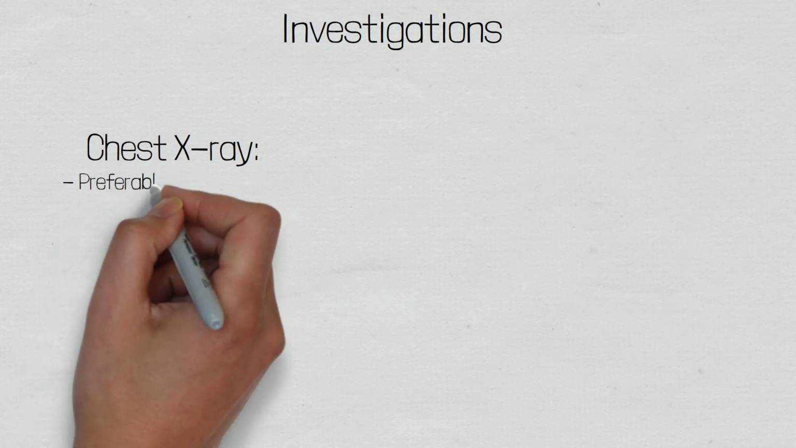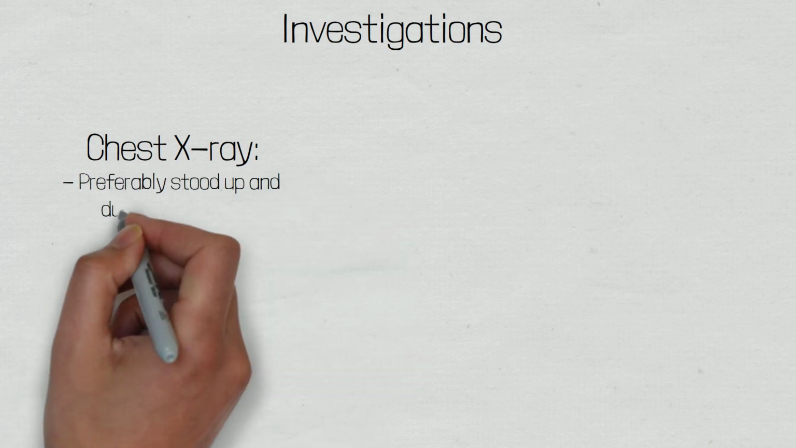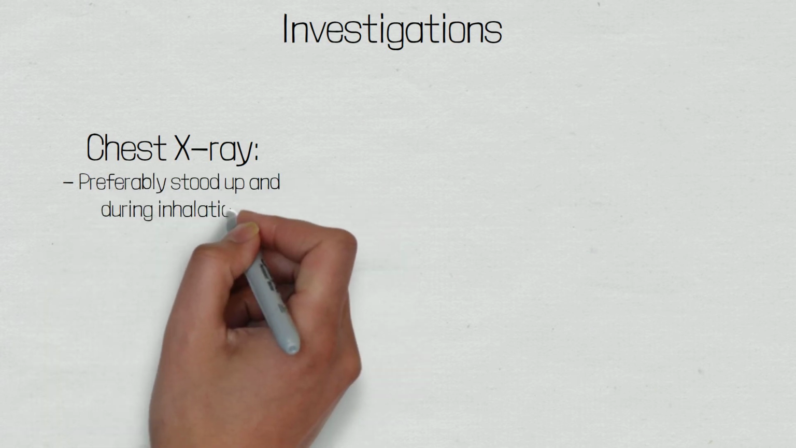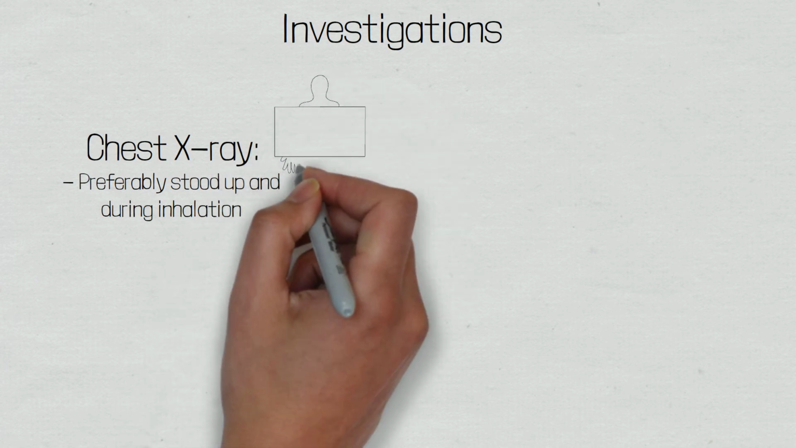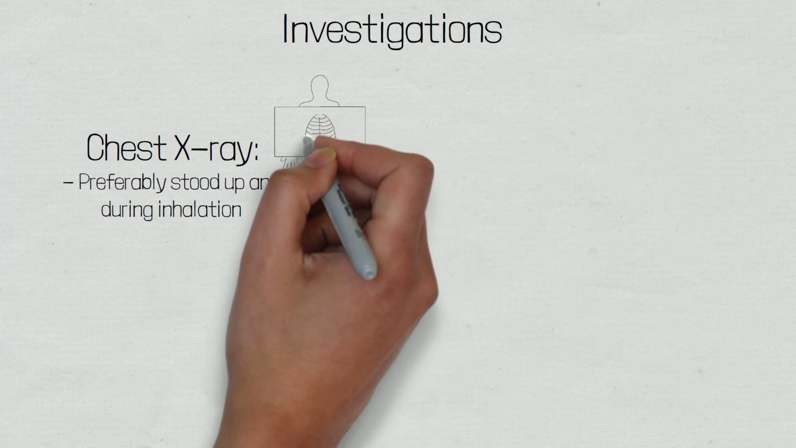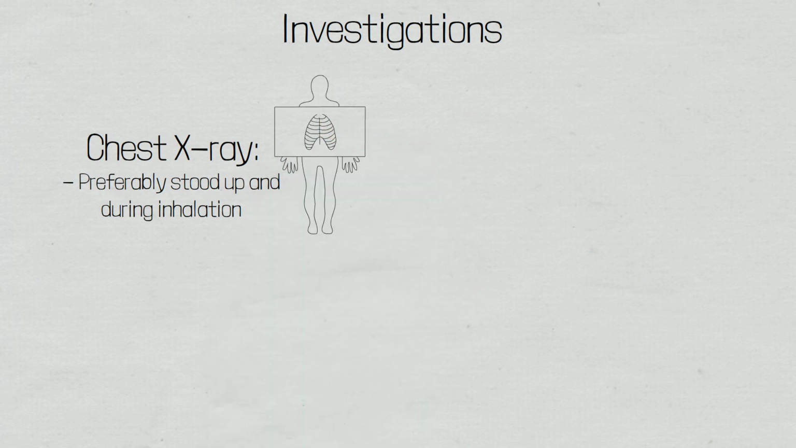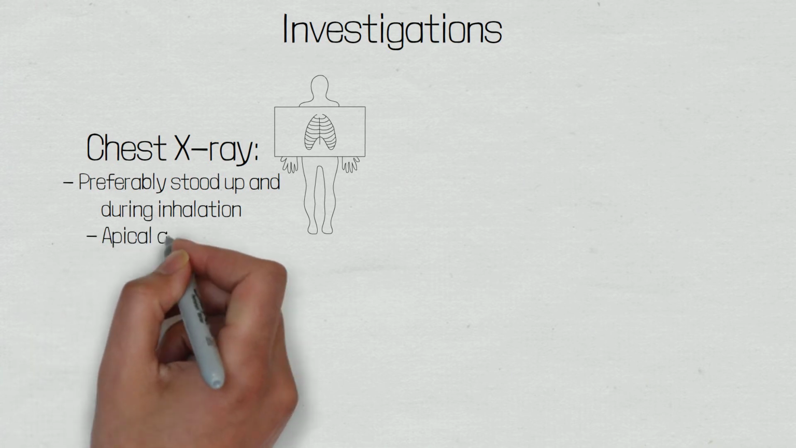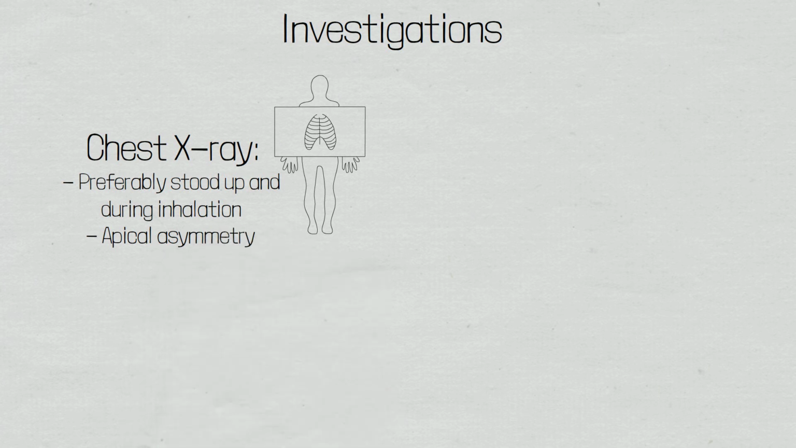Other investigations include a chest X-ray, and preferably this is done with the patient standing upright and taking a deep breath in. The first step is to look and compare the apexes on the chest X-ray. In a pneumothorax, air will rise to the apex of the affected side, and this will present with apical asymmetry on the X-ray, with the affected apex typically being darker.